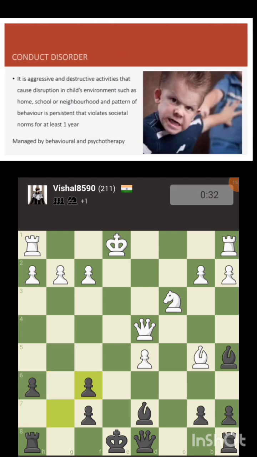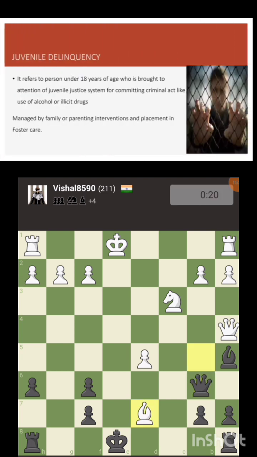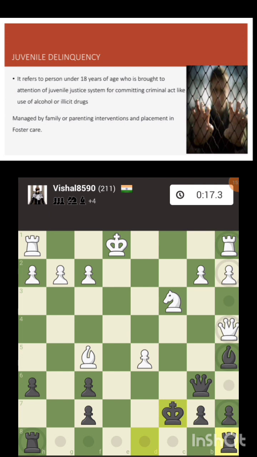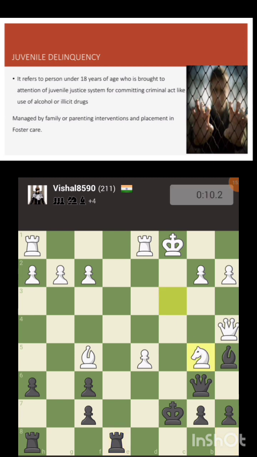Conduct disorder is aggressive and destructive activities that may disrupt a child's environment, such as school or college. Basically, they do not have good conduct. They are managed by behavioral therapy and psychotherapy. Juvenile delinquency is a person under 18 years of age who is brought to the attention of the juvenile justice system for committing criminal acts like using alcohol or drugs. These are managed by parent and family interventions and placing them in foster care.